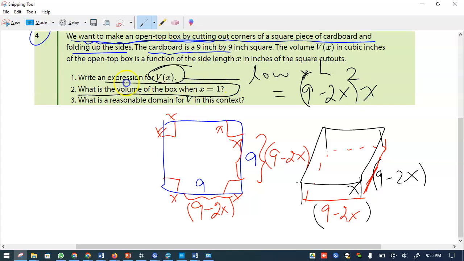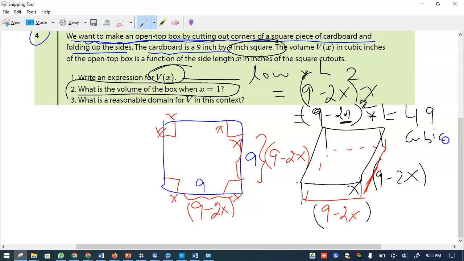The next question: what is the volume when x is 1? You just plug in 1 here. So you multiply by 1. Square and multiply by 1. So this will be 2 taken away from 9. 7 times 7 is 49. So you get 49 cubic inches because it is given in inches, right?